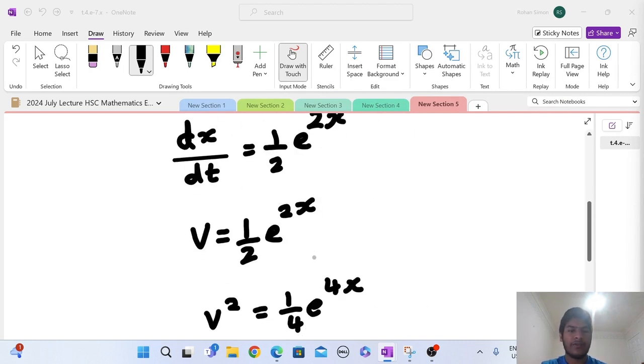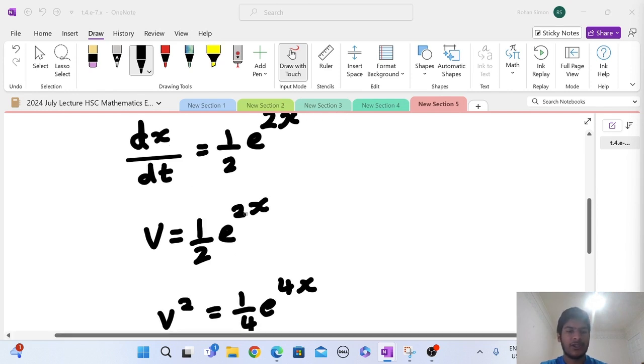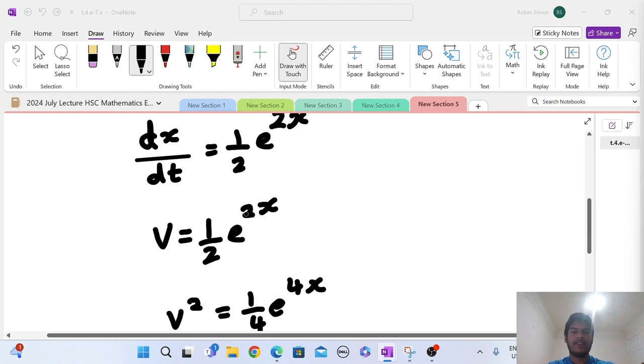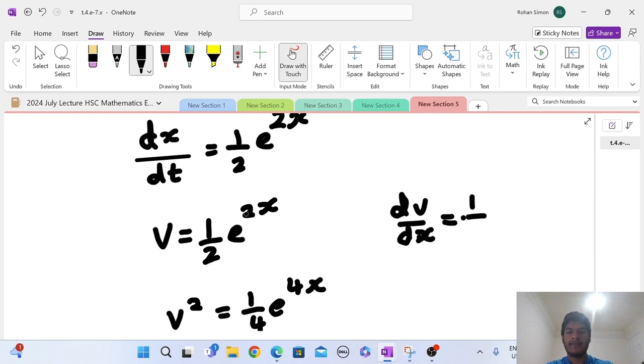Now at this point, if we use dv dx, then we should pretty much end up with the same expression. So if we use dv dx at this point, that's going to be 1/2 times, so 1/2 divided by 2, which is 1/4, e to the power of 2x.